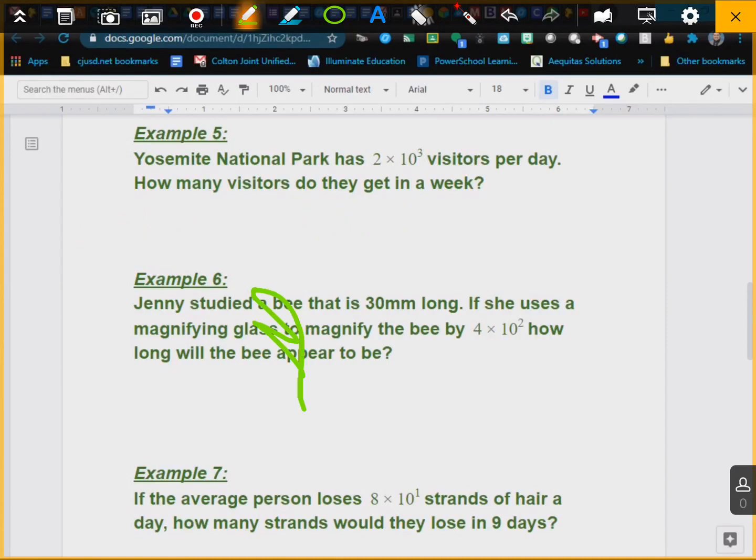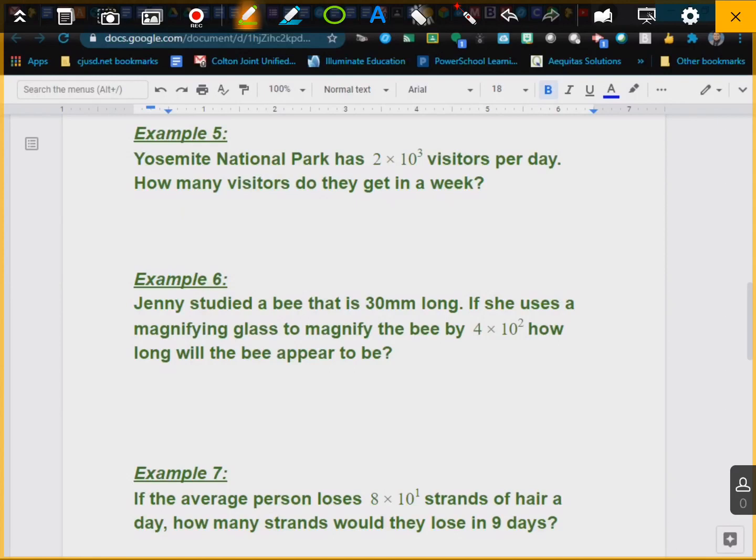Alright, so I just multiply 2 times 1, right, which is 2. And I know that there's 3 zeros here, because that's what that exponent means, 3. And that gets me 2,000. And this is why you need to know your multiplication facts, so you can multiply the whole numbers.